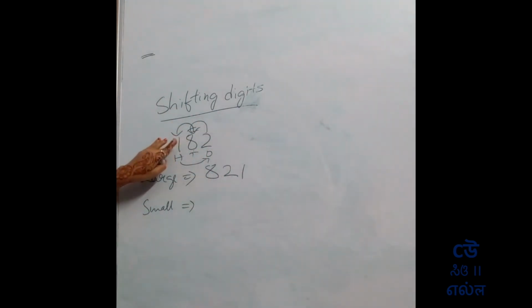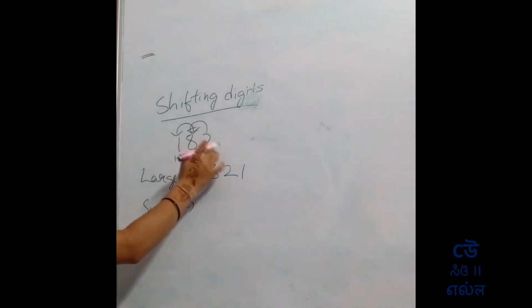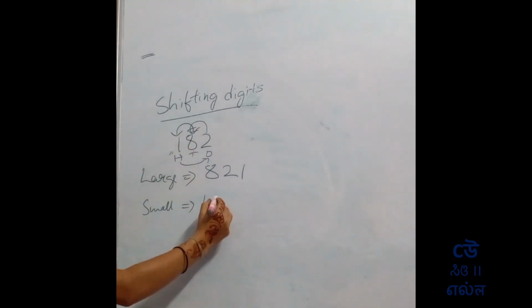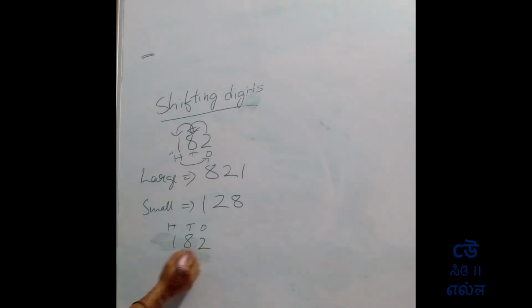So let us find a smaller number with this. So which is the smallest number in 182? 1 will be the smallest number. So after 1, which is the smallest number? 2. Then is 8. So this 182, how did you shift for the small number? 2, you have shifted from 1's place to 10's place, and from 10's place to 1's place you have shifted 8. Okay. This is how you shifted the numbers.